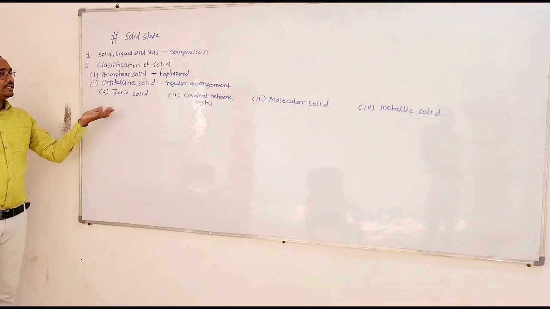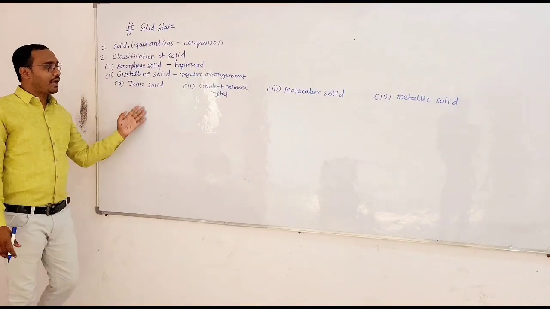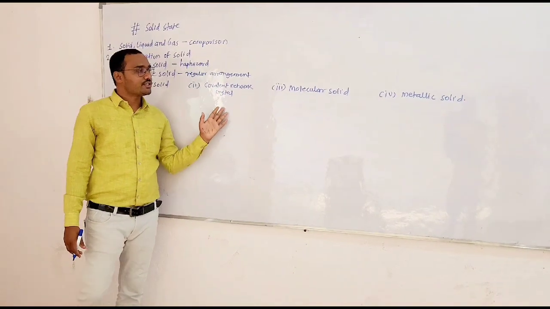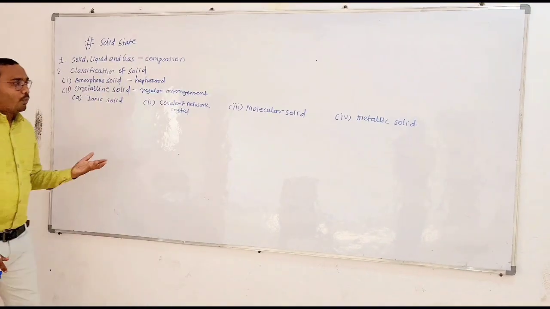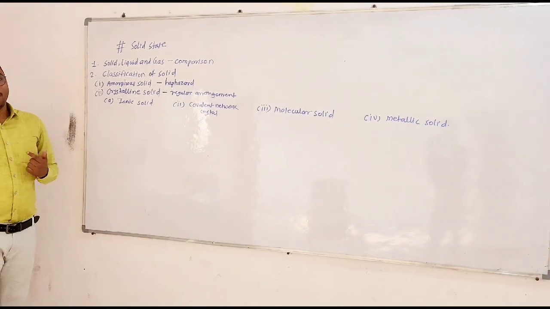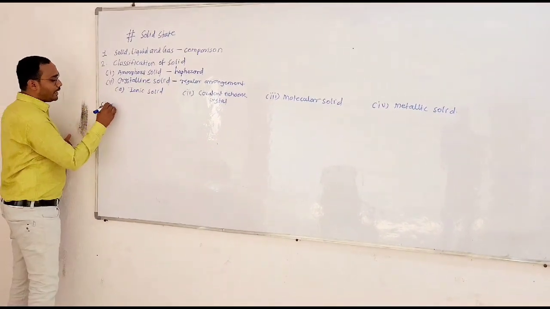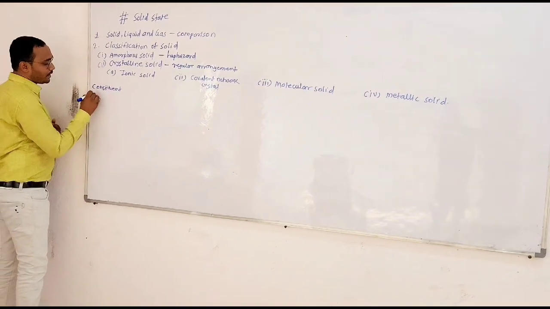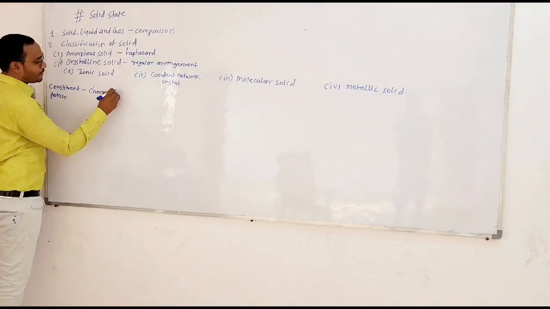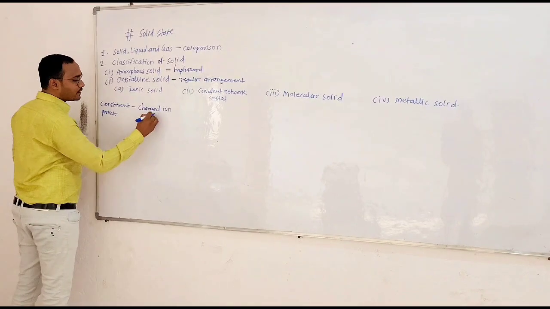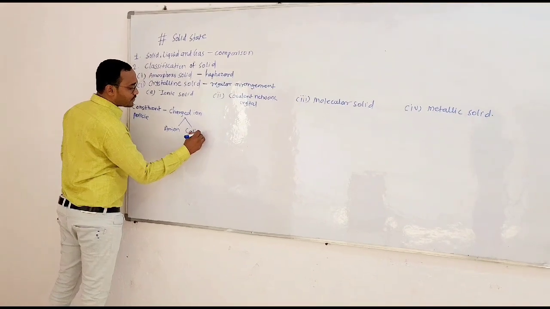Crystalline solids are again classified into four categories. The first is ionic solid, the second is covalent crystal, the third is molecular solid, and the fourth is metallic solid. So what are the differentiating points among these four types? The first point is the constituent particle. The constituent particle in an ionic solid is charged ions. Ions are of two types: anion, which is negatively charged, and cation, which is positively charged.